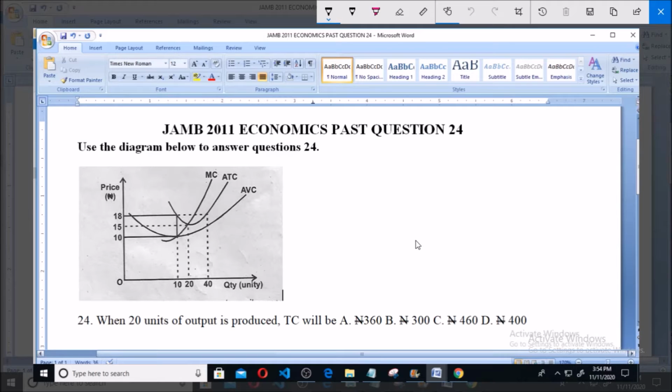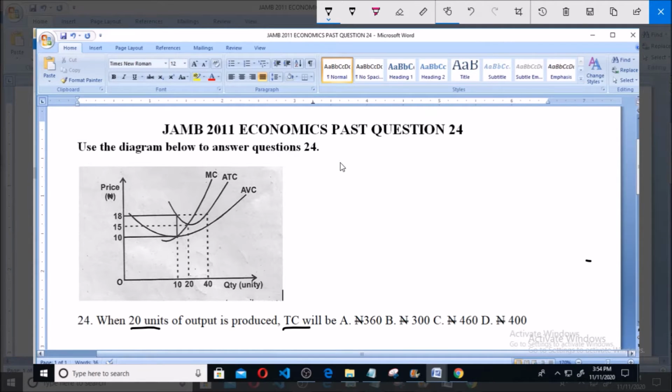In the diagram we have MC, which is marginal costs, ATC, which is average total costs, and AVC, which is average variable costs. The question says, when 20 units of output is produced, TC will be: option A says 360, option B says 300, option C says 460, option D says 400, all in naira.